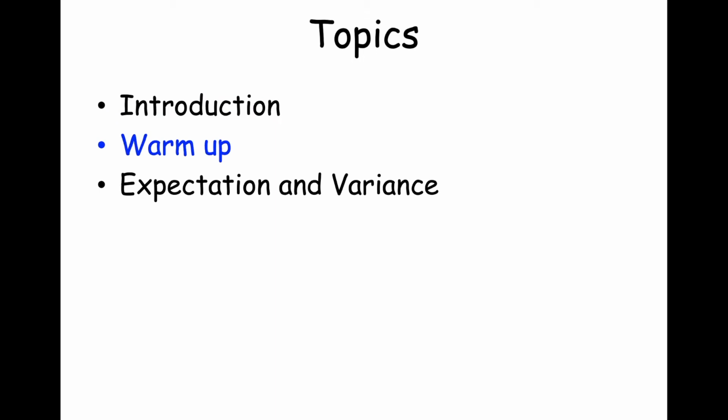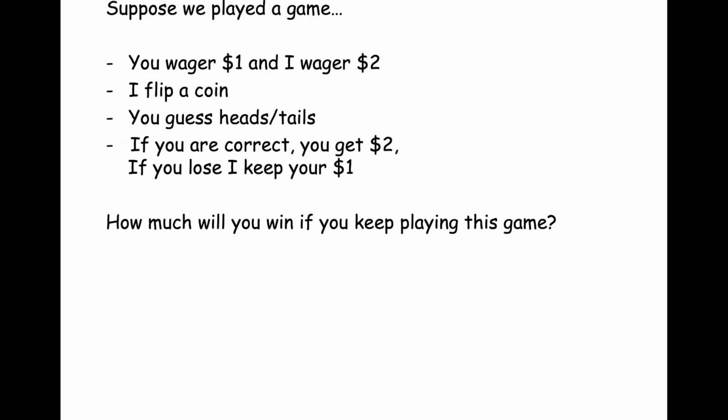And so let's begin with a little bit of warm-up. Suppose we're going to play a game. You wager $1, and I, the house running the game, I wager $2. For this game, I'm going to flip a fair coin, and you're going to guess heads or tails. The semantics of the game are such that if you are correct in guessing the outcome of the coin, you get $2. If you lose, I keep your dollar. So you win $2 if you're correct. If you lose, I keep your dollar, you lose $1.